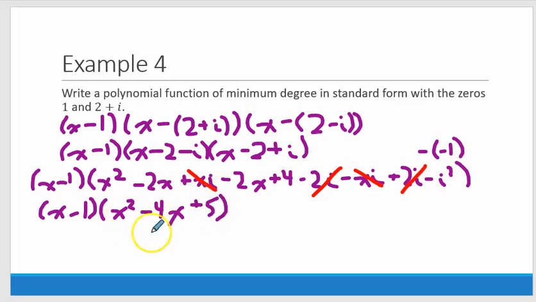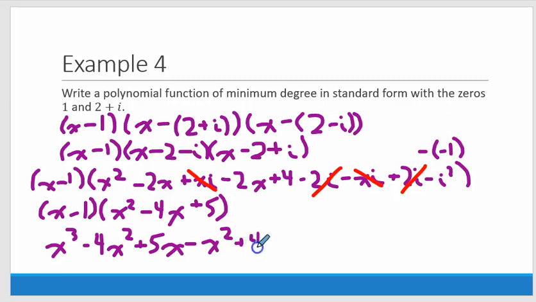So if you've done this correctly, there aren't even any imaginary numbers left. They've all gotten canceled out, or we've replaced them whenever there's an i squared. So now I just have to do one more distribution. x times x squared, x times -4x, x times 5, and then -1 through. So -x squared, positive 4x, and -5.